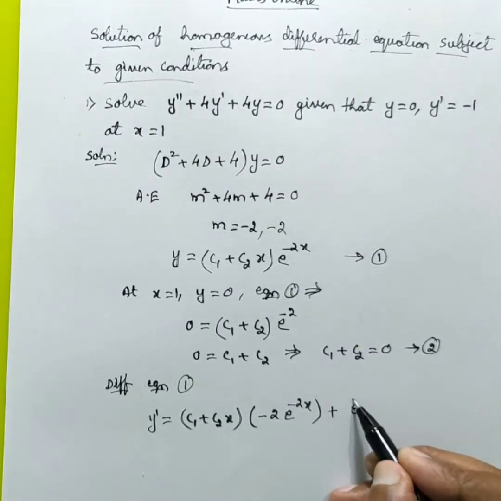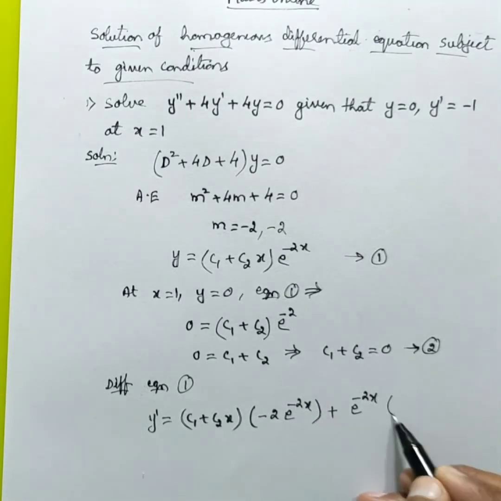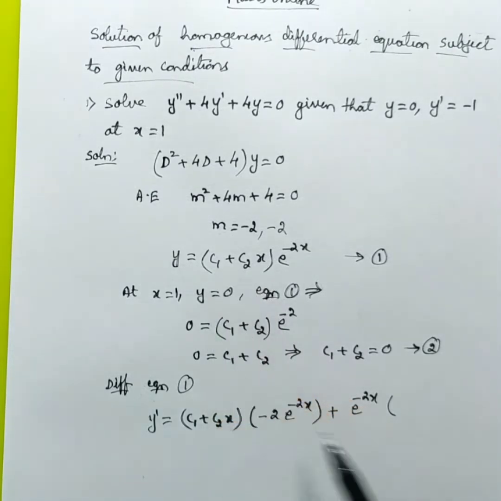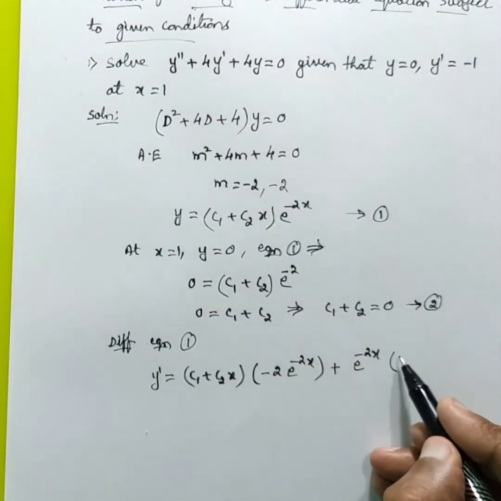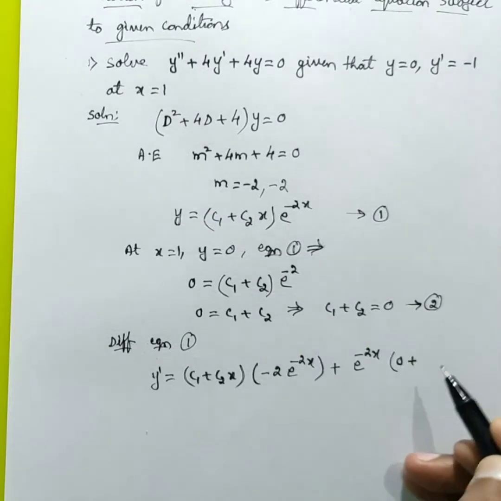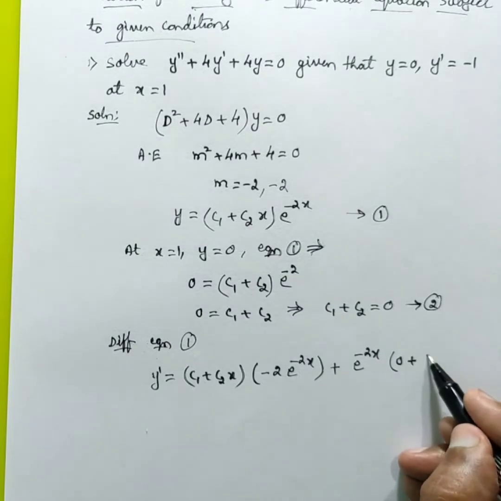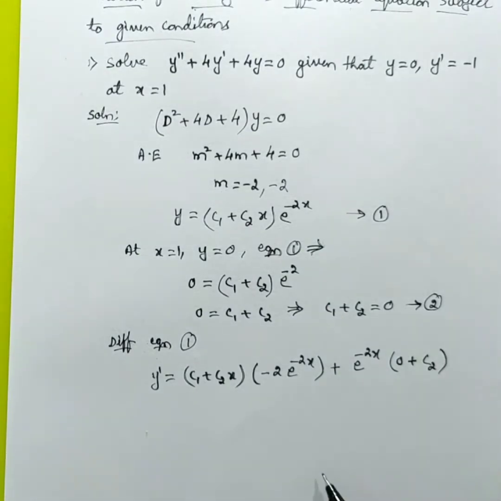I'm just using the product rule, u into v dash plus v into u dash. So keeping e power of minus of 2x as it is, let us differentiate this c1 plus c2x. Differentiation of c1 will be 0 plus differentiation of c2x. Differentiation of x will be 1, so you will just be getting the c2 value.